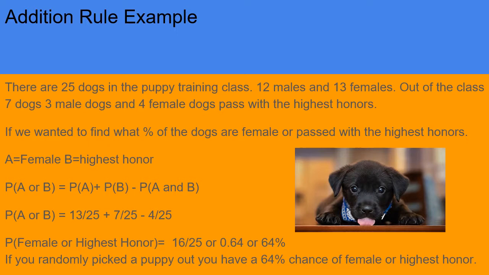And that would give you 16 over 25, or 0.64, which is 64%. If you randomly picked a puppy out of this litter of puppies in this training class, you would have a 64% chance of picking a dog who was female or one with the highest honors.